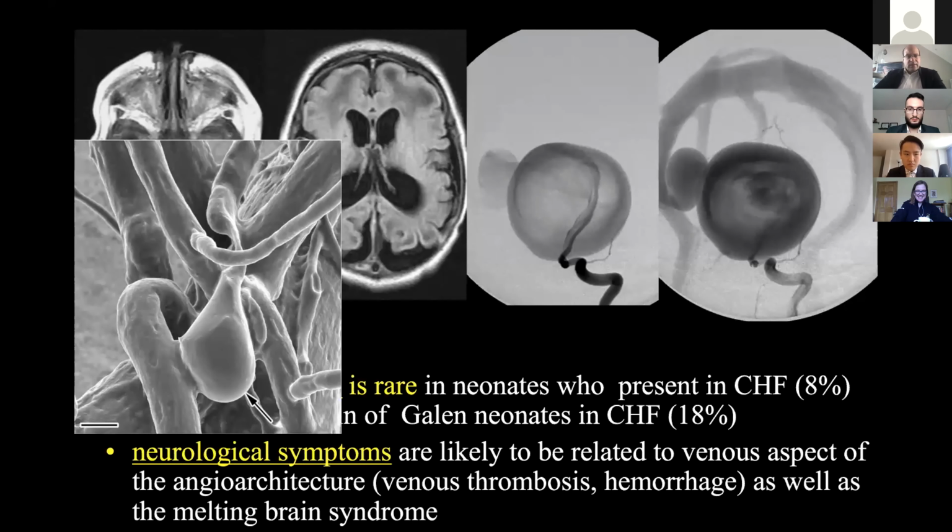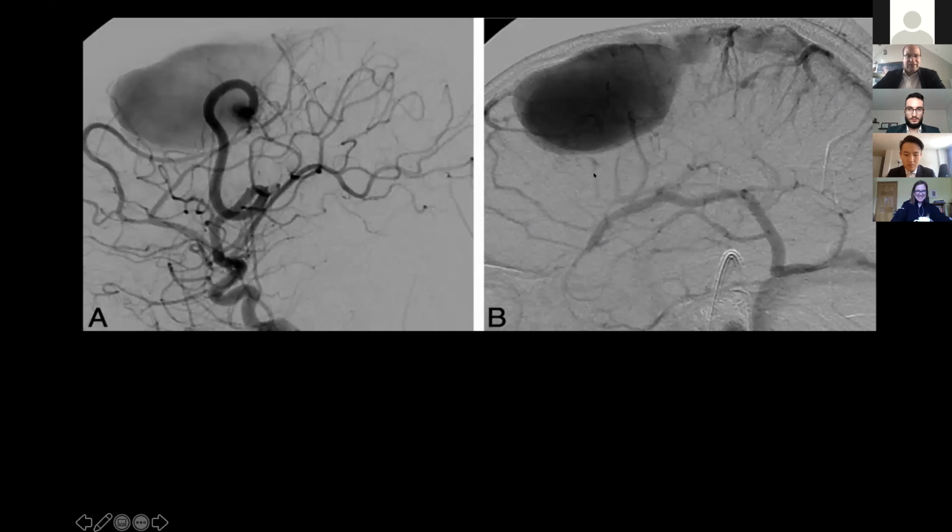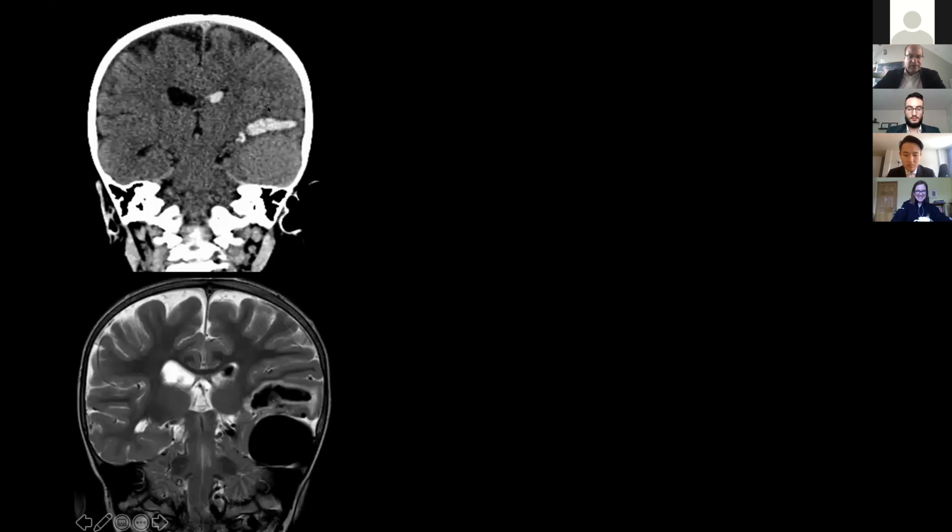These are a couple of examples here. A young patient who had this large arteriovenous fistula that we were able to treat. Here another example, direct communication between the artery and the vein. The treatment in these patients will be highlighted in the next couple of slides.